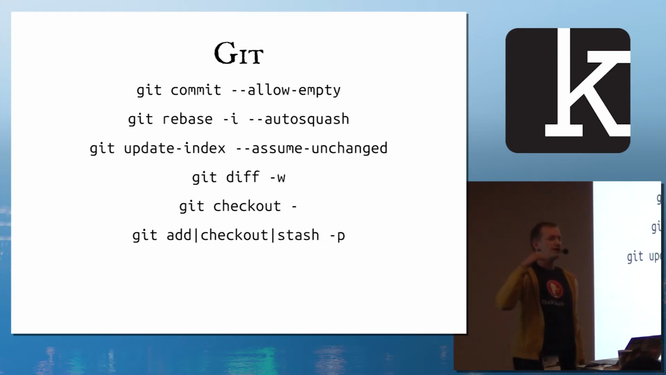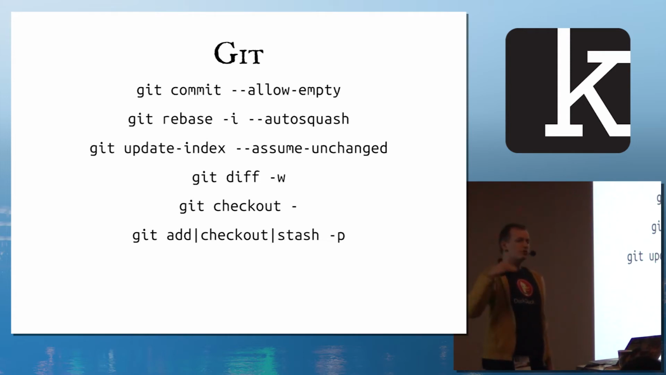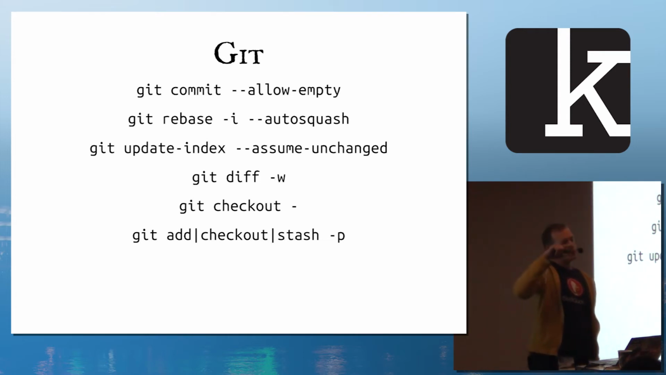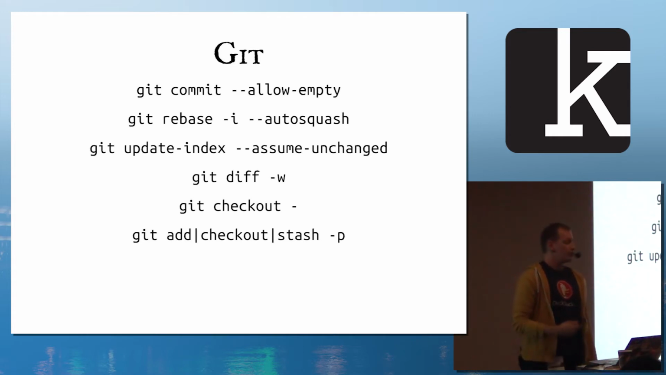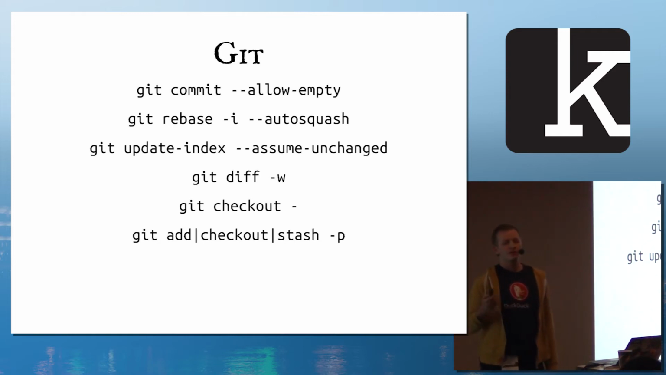And actually, if you have a GitHub URL that shows you a diff, if you add w=1 at the end of the URL, then GitHub will not display whitespace changes. This is very useful when you're reviewing PRs to just hide the whitespace changes. Git checkout dash takes you to the previous branch.